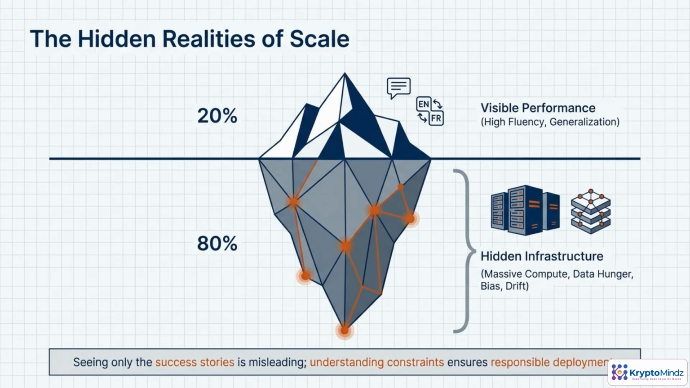Most discussions of transformers focus on the shiny 20%: fluent text, cool demos, impressive benchmarks. The hidden 80% is harder to see: huge compute bills, data demands, operational complexity, and ethical risk. We'll unpack these less visible costs so you can design realistic systems and make responsible decisions about what to build and deploy.